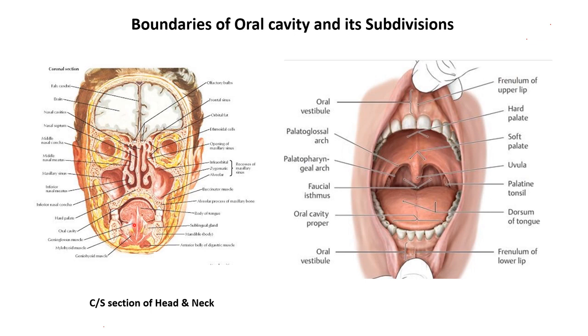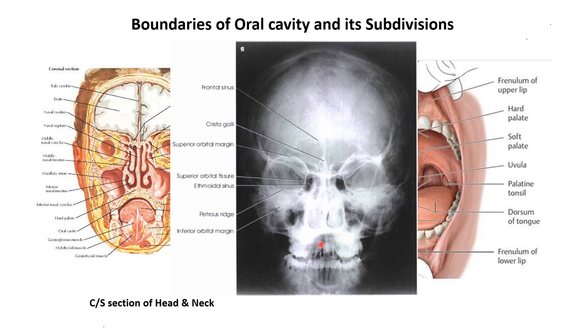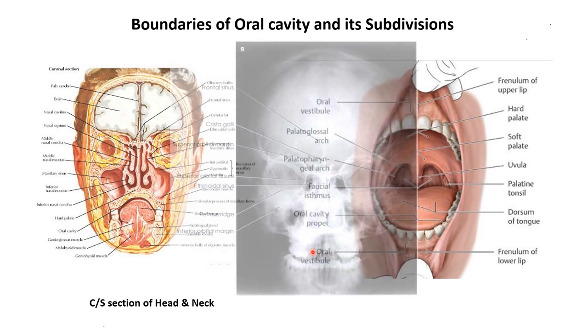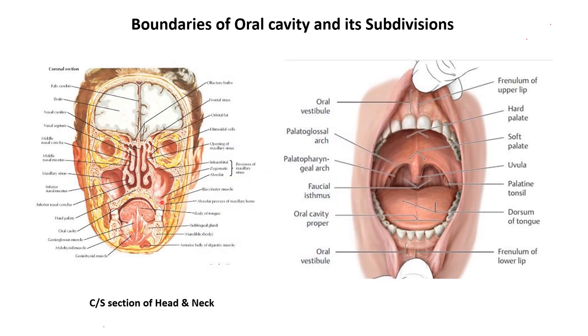It is important to familiarize yourself with this coronal section because we will be seeing this even when we look at the PA radiographs of the skull. Now, the oral cavity is separated from the nasal cavity by the hard palate. In its floor is present the tongue.